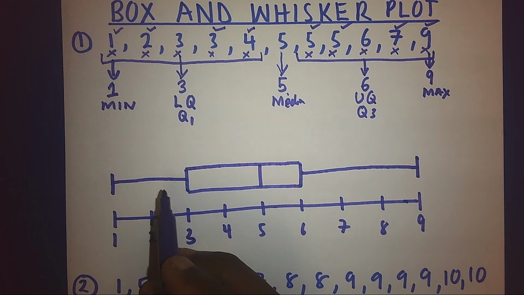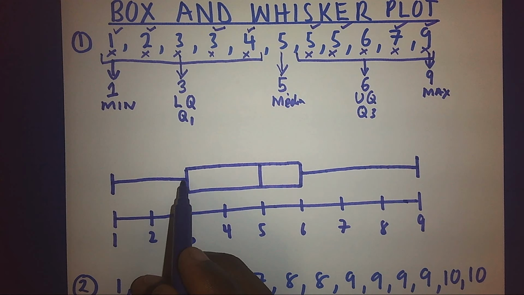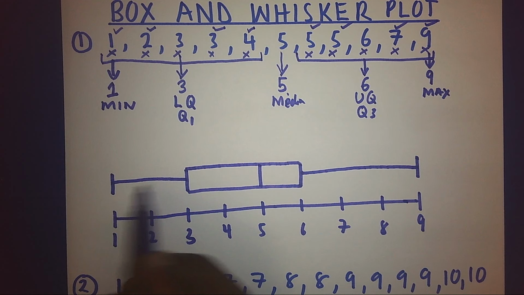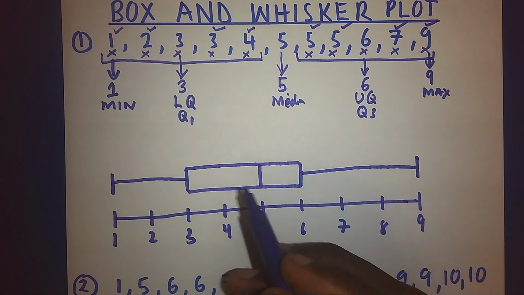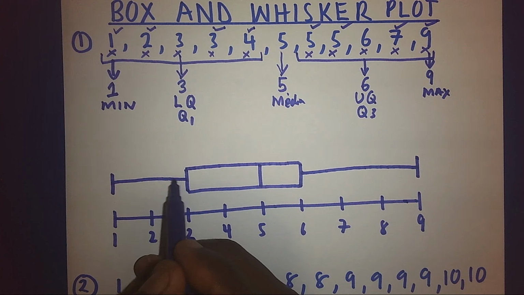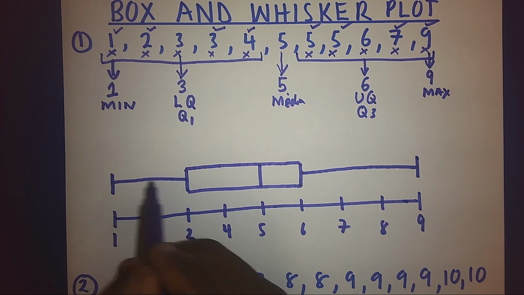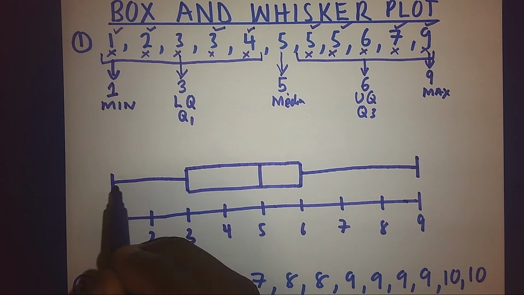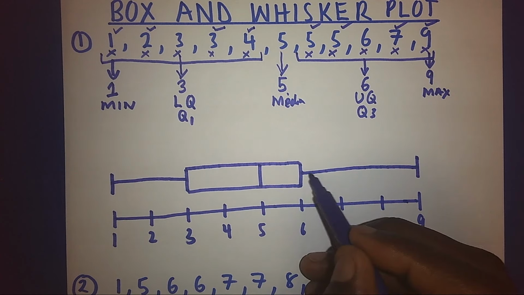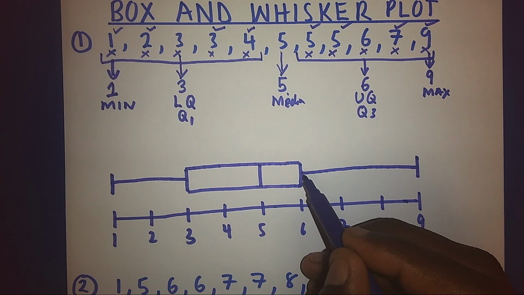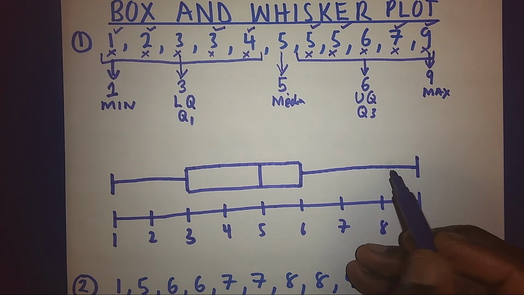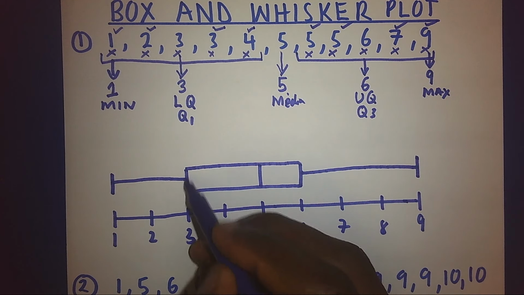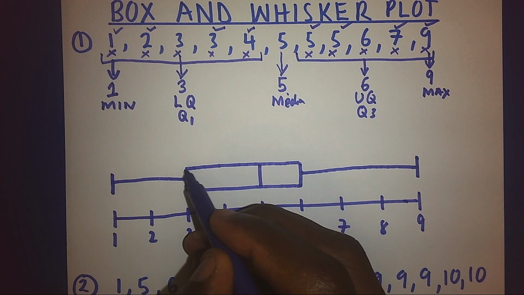So when you look at the whisker of lower and the whisker of upper, you do see that the lower whisker has a small skewness. And when you look at the upper whisker, it is more skewed. But remember, this box constitutes half of our data.